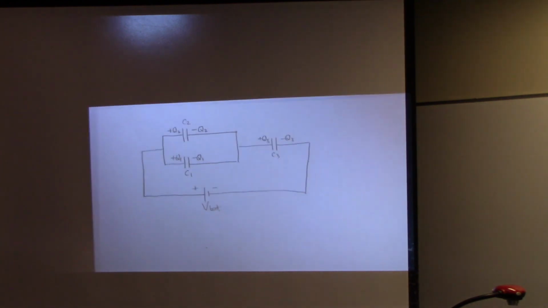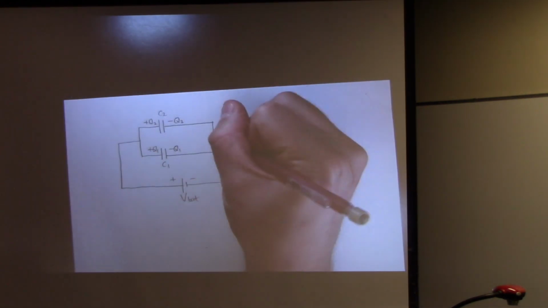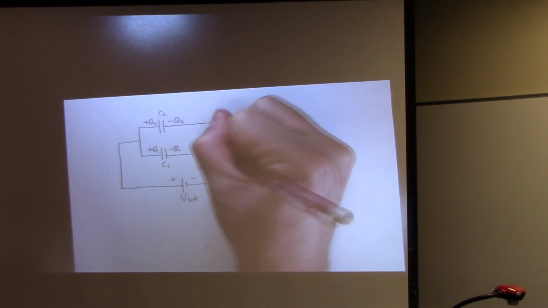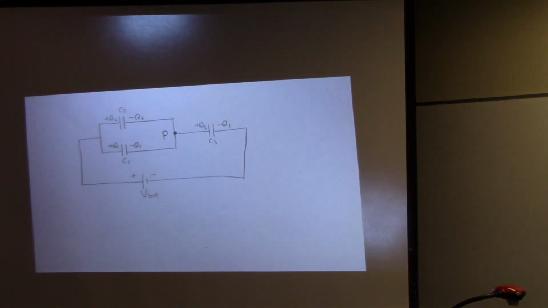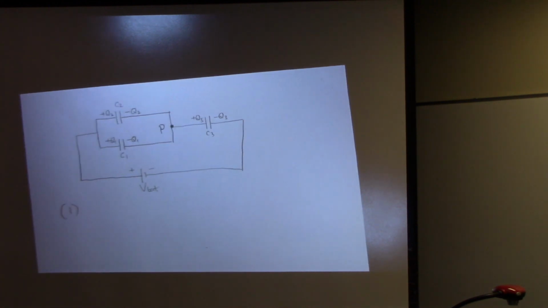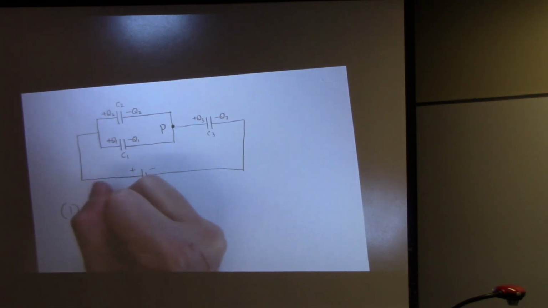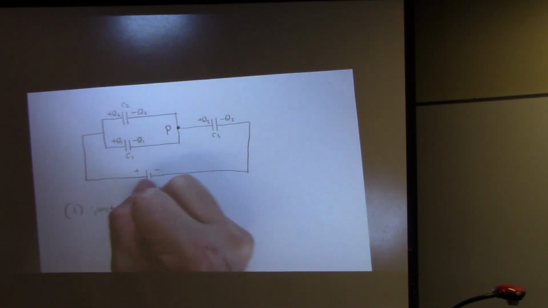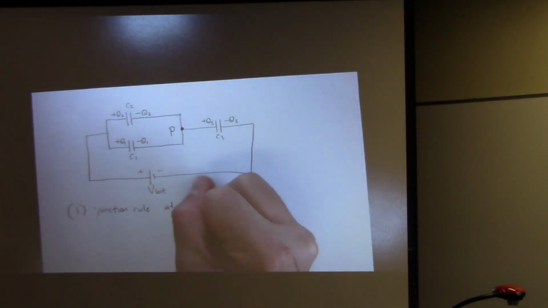So this is our circuit right here. And just to indicate, this is the point P that we talked about earlier, where we're going to apply the junction rule. And let's start there. We're going to apply the junction rule at point P.